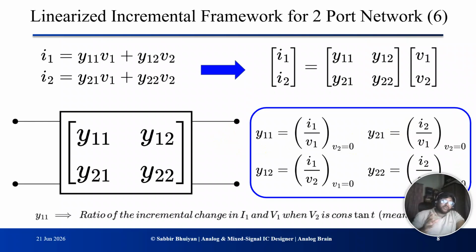This four element Y matrix is now a fully general linear model of any two port network around an operating point. Linear, non-linear, it doesn't matter what's inside the box. The non-linearity has been absorbed into the four numbers, Y11, Y12, Y21, Y22, evaluated at the bias point.